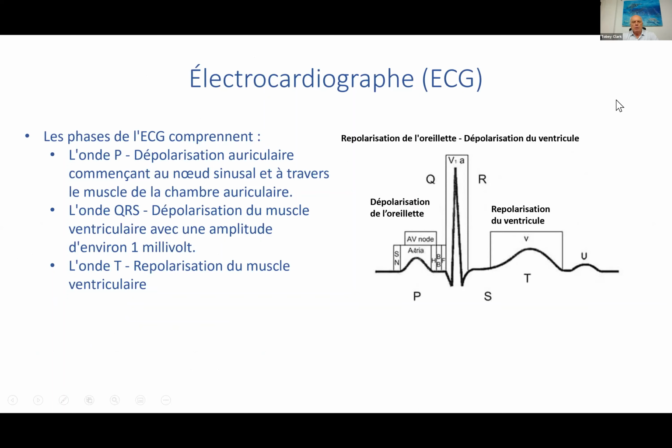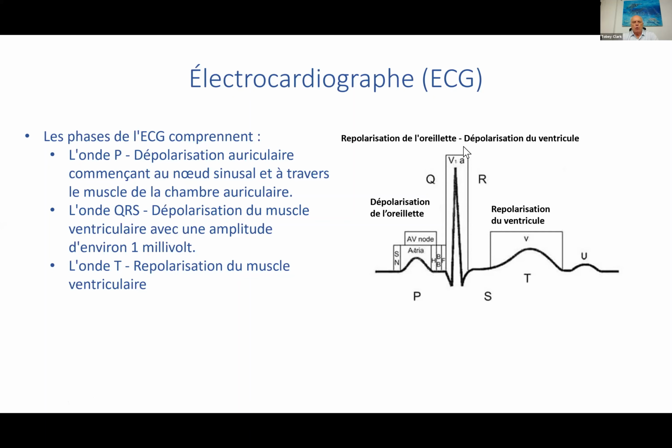This is something we've seen previously when we took a look at the electrical activity of the heart. This is the electrocardiograph, the graphing of the heart activity. And you can again see that we have a P wave, which is related to the atrial depolarization, which is initiated by the sinus node. That's kind of your pacemaker of the heart.